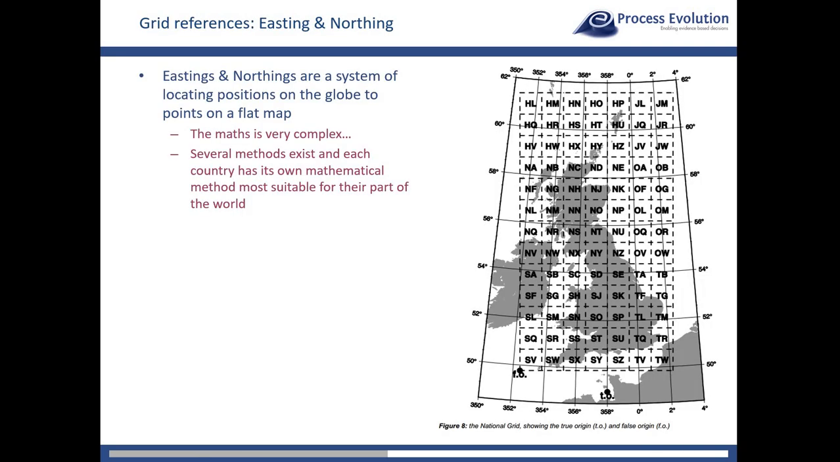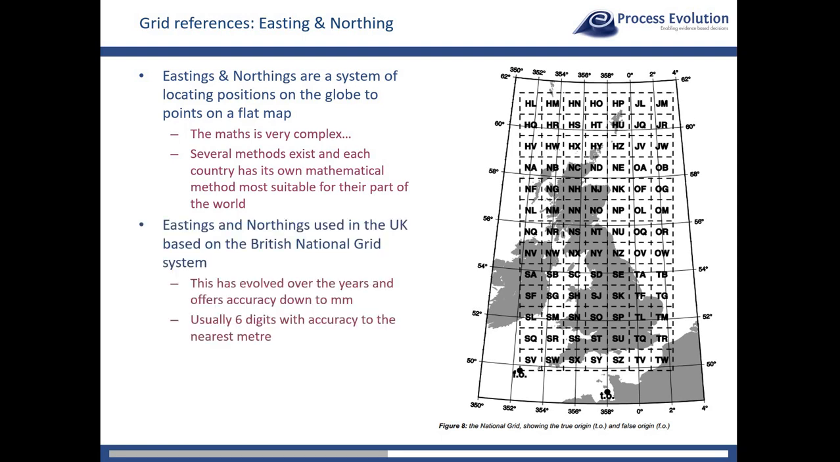Eastings and northings are the system of locating positions on the globe. So there's a question there in terms of the projection that we use in order to find incidents within our data. Eastings and northings that we're going to use within Facility Location Planner use the National Grid system. So this is 6 digits, and by using 6 digits for an easting and northing, we can get accuracy of up to 1 meter. So very precise in the way in which it's used.